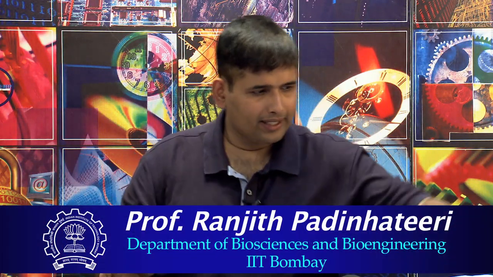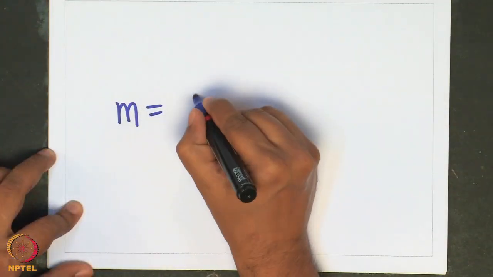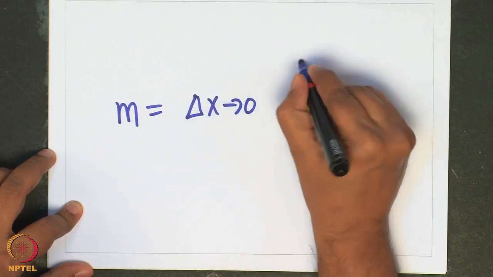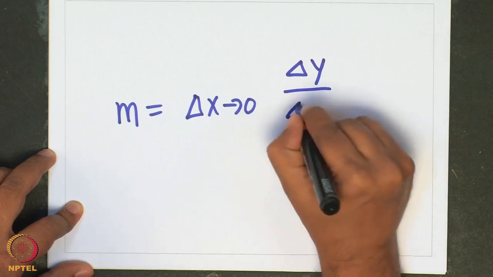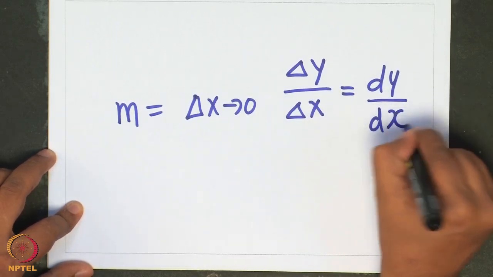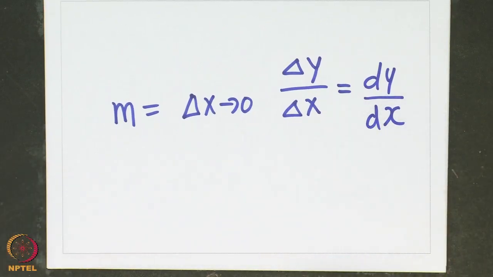The biggest takeaway from this lecture is the following: the slope is, take delta x very small, delta y by delta x. This is what the slope is. This is defined as dy by dx. So this is the way to calculate dy by dx. This is the takeaway from this lecture, and with this we will stop this lecture and continue in the next lecture.